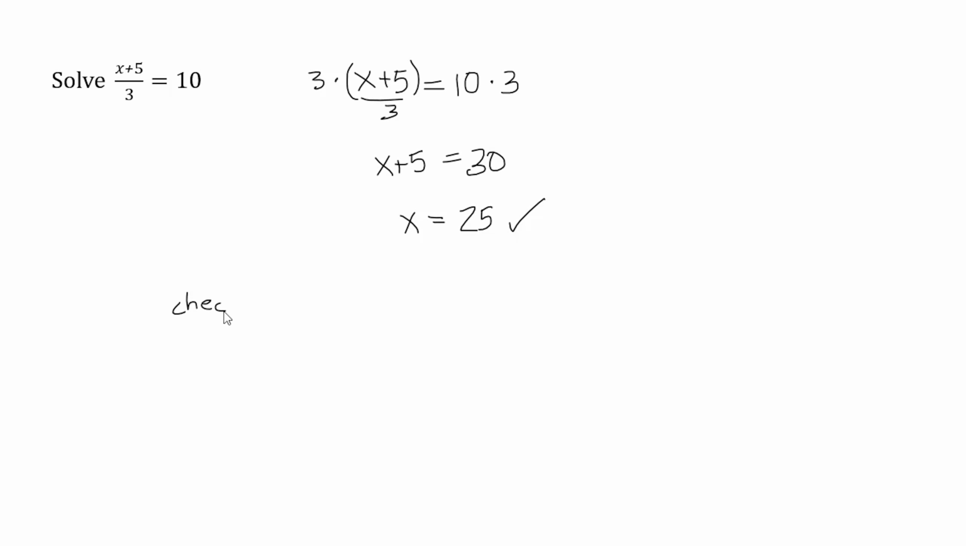I'm able to check, does that actually work? Notice in the simplify problem, I couldn't go back and check because there's nothing to check. So here, is it true that 25 plus 5 in the numerator divided by 3, that's 30 divided by 3, and that does equal 10, so it does check. So I expected to get a solution here because it says solve and because it's an equation.